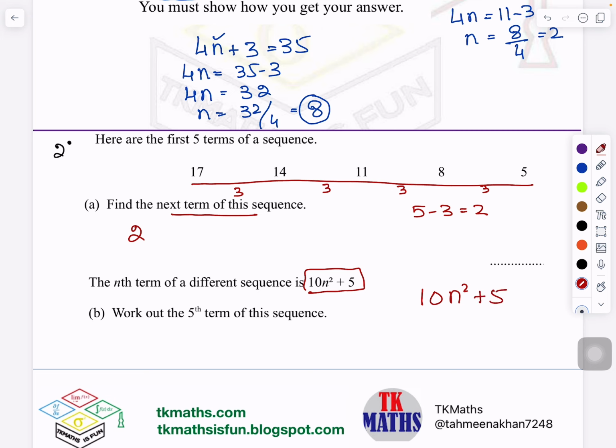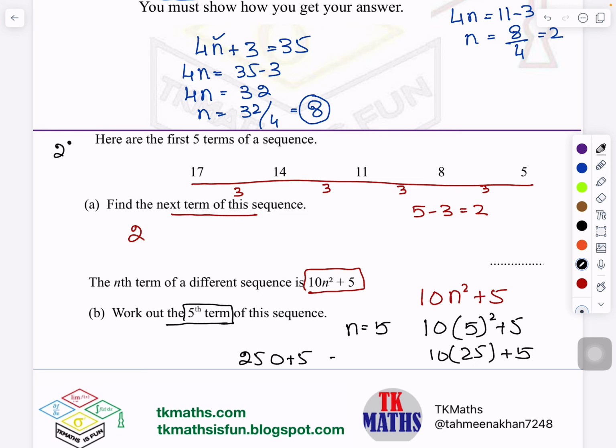Very good. You will write 5 in place of n, because he is saying work out the 5th term. So whenever we have to find a term, we write that number in it. So n equals 5 I will write here. So what is 5 squared? 25 times 10 plus 5. So 25 times 10 is 250, plus 5 is 255. So I found the 5th term of the sequence, which is 255.